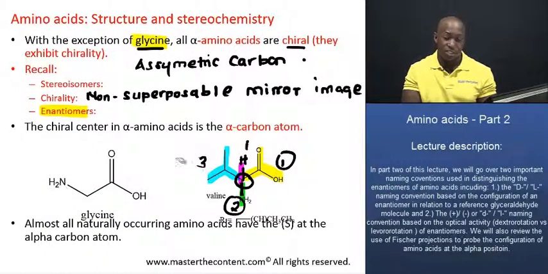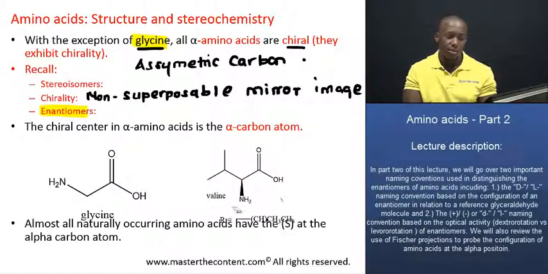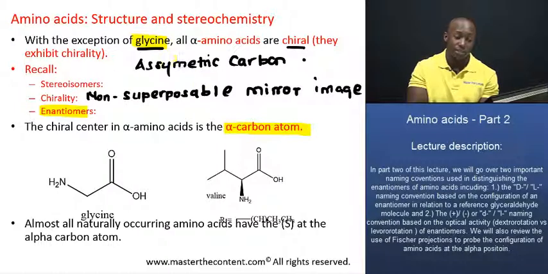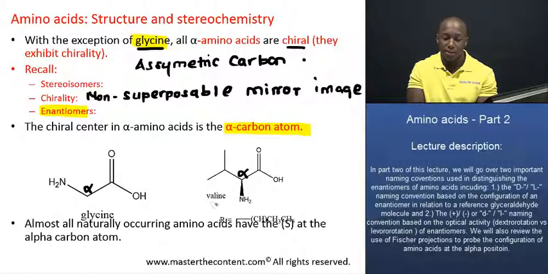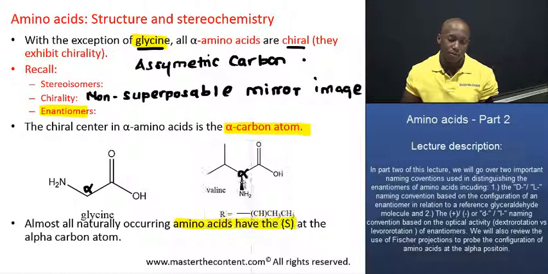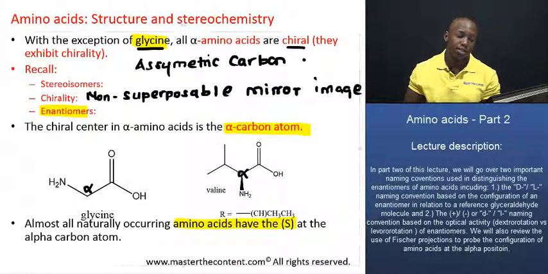I'll direct your attention to the second statement on the screen, which says that the chiral center in an alpha amino acid is at the alpha carbon atom. This is something we have already established. The alpha position is right there for glycine, and right there for valine. That alpha carbon is what we refer to as the chiral center. Now, almost all naturally occurring amino acids have the S configuration at the alpha carbon. That was actually a typo, so I'm just going to clear that up.